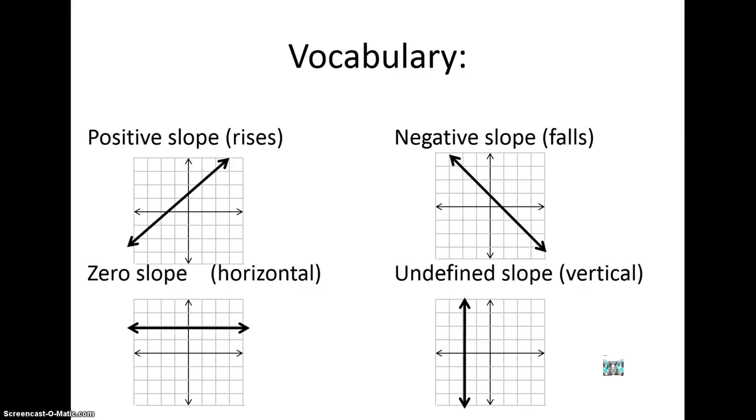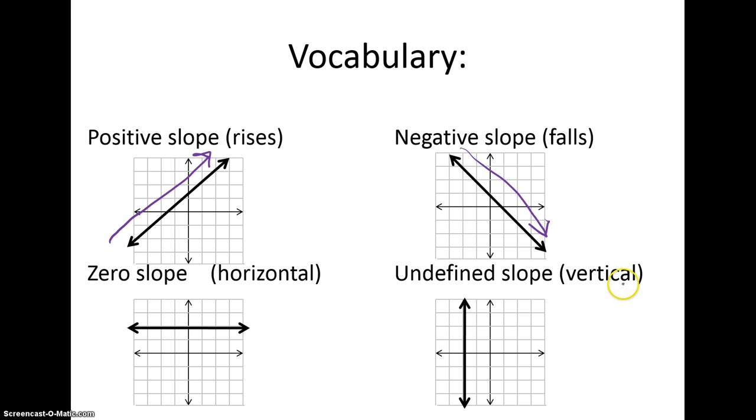Okay, so some vocabulary. The first one is a positive slope, which means it rises. When we look at it rising, we're looking from left to right. This line is going uphill. If it has a negative slope or falls, again from left to right, it's going downhill. Now if you notice down at the bottom we have our 2 special cases, a line that has 0 slope, or a flat line, and a line that has an undefined slope, or a vertical line.